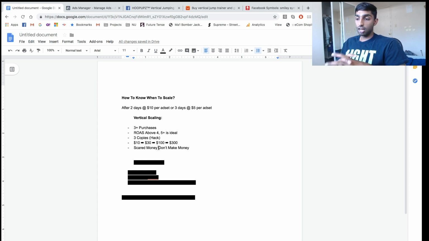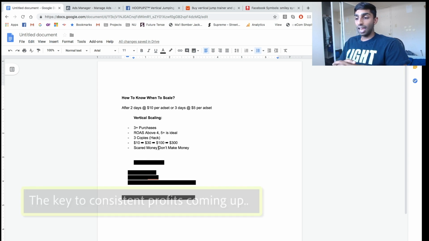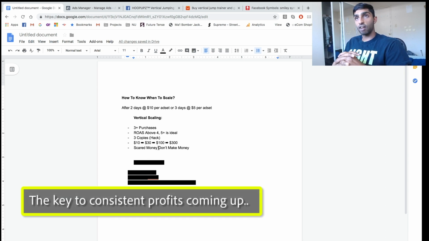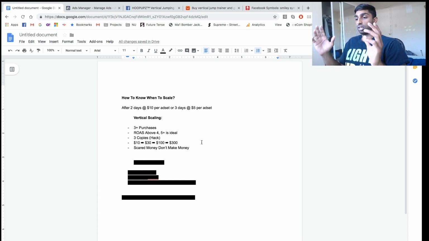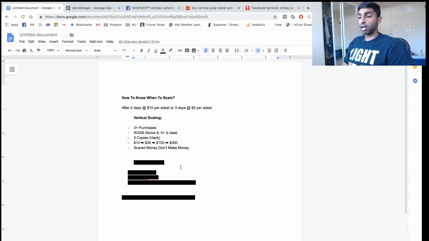One key right here, don't be scared to spend money. I know it can be tough starting out when you don't have a lot of money, and spending, holy shit, I'm spending $90 a day for one ad set, with the 3 copies. Like, that can be scary, I get it, but the only way you're going to start hitting bigger numbers that you envision for yourself and that you dream of, like we all do. Like, I definitely wanted to hit big numbers when I started out, and I still do, of course. Don't be scared to spend money. That is vertical scaling, a very, very simple process.